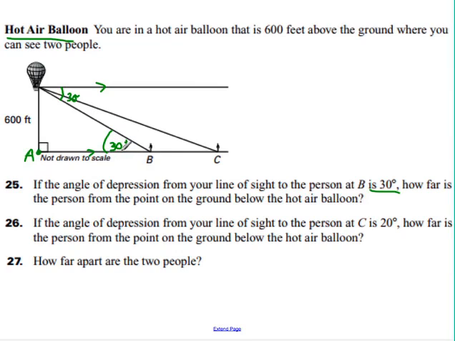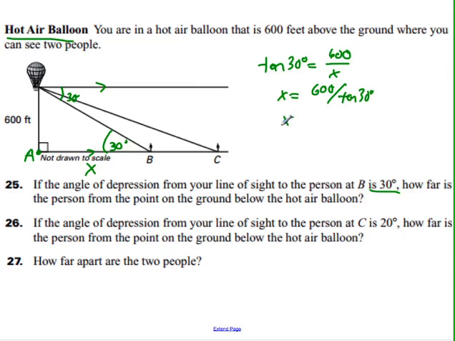So we could also say this is 30 degrees. What I would do is solve for x, the distance between A and B, by making use of the 30 degree angle and the 600 feet. This is the opposite, this is the adjacent, so the tangent of 30 degrees is equal to 600 over x, or x equals 600 divided by the tangent of 30 degrees. That gives me x equal to approximately 1,039 feet.